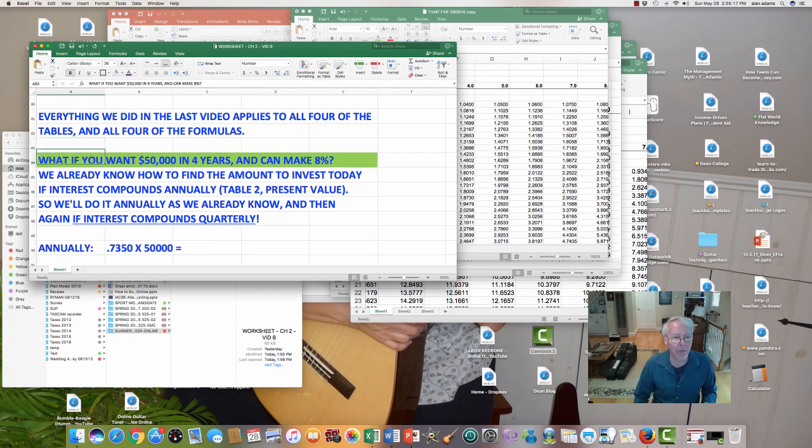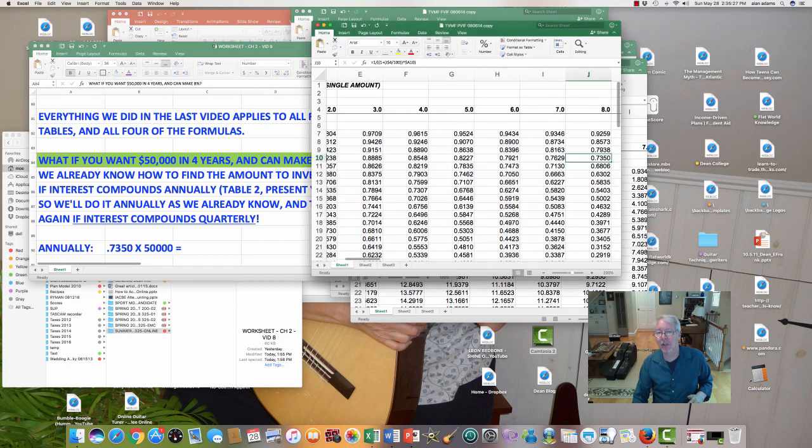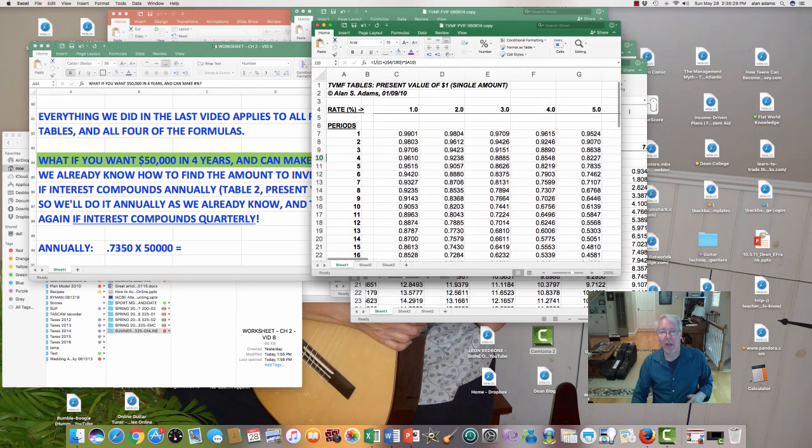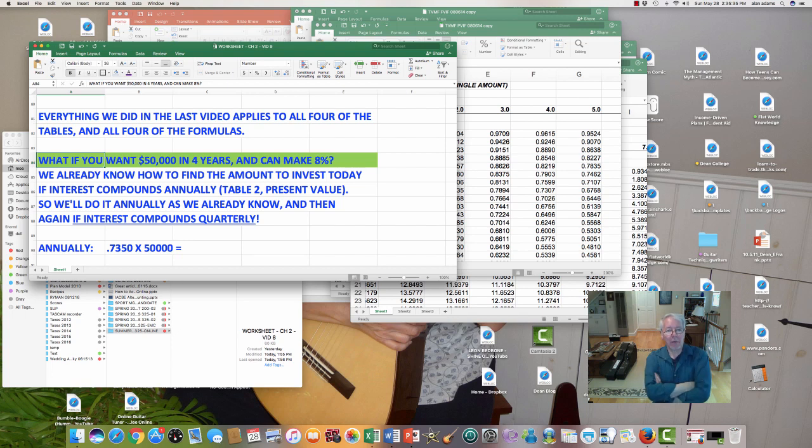So here's my example, guys. What if you want to have $50,000 in 4 years and you can make 8%? That's easy. We know how to do that. We're going to use table number 2. There's table number 2 right there, okay? Present value of $1, a single amount, one time only. Now, okay? Now we know how to do that.